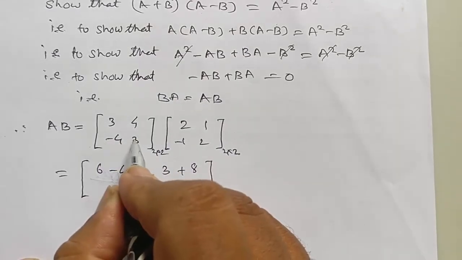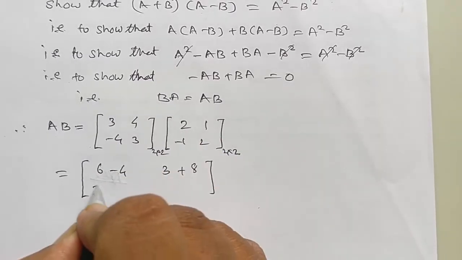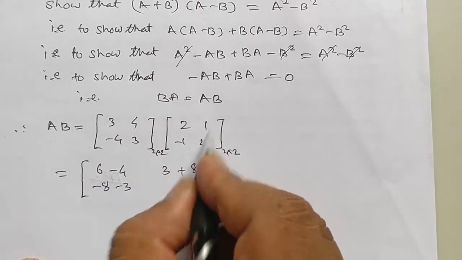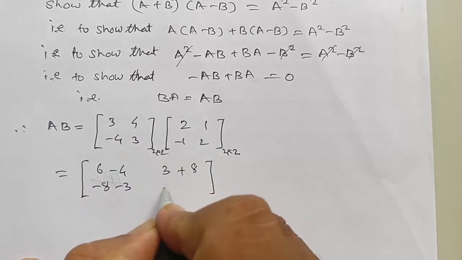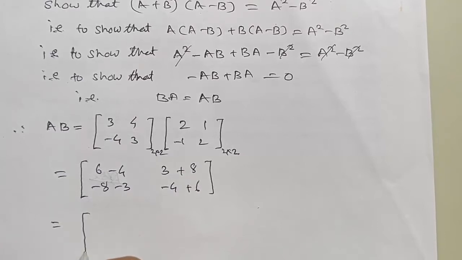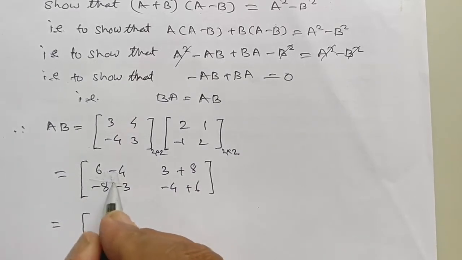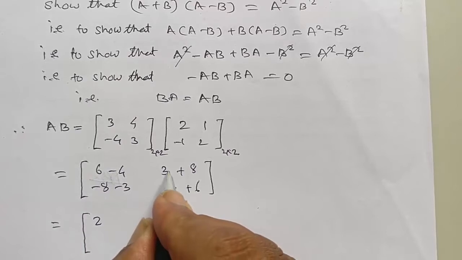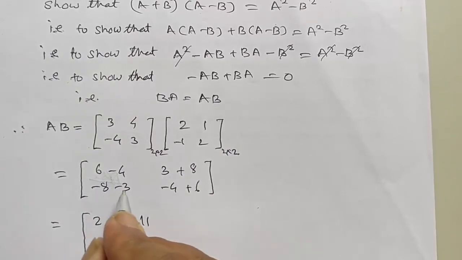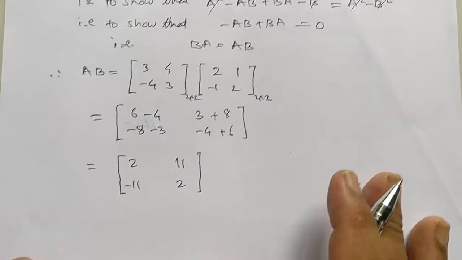Now, second row, first column: minus 8 minus 3; second row, second column: minus 4 plus 6. Now we take addition: 6 minus 4 is 2, 3 plus 8 is 11, minus 8 minus 3 is minus 11, minus 4 plus 6 is 2. So, this is the matrix AB.